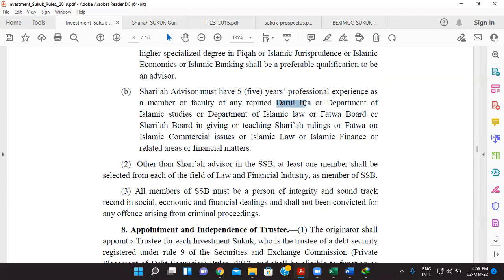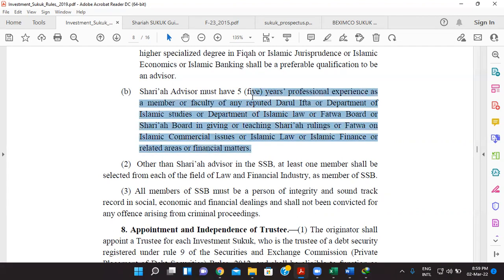This Darul Ifta is actually the fatwa issuance body which has profound knowledge in the rulings given in Shari'ah, or a Department of Islamic Studies or Department of Islamic Law or Fatwa Board or Shari'ah Board in giving or teaching Shari'ah rulings or fatwa on Islamic commercial issues or Islamic law or Islamic finance or related areas or financial matters. In this part, they should have at least 5 years of professional experience.